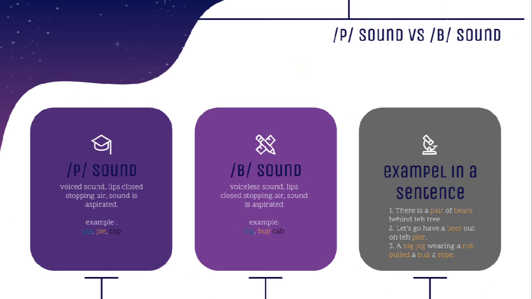Alright, we're gonna move to the example in the sentences. 1. There is a pair of bears behind the tree. 2. Let's go have a peer out on the pier. 3. A big pig wearing a rope pulled a bull rope.